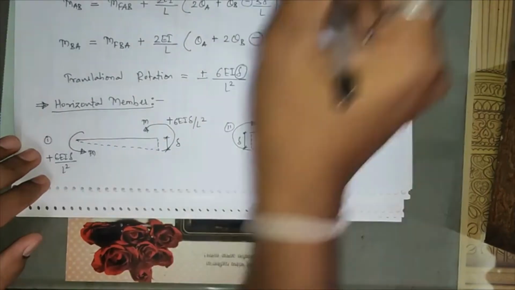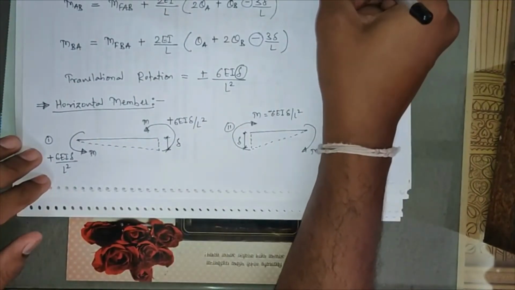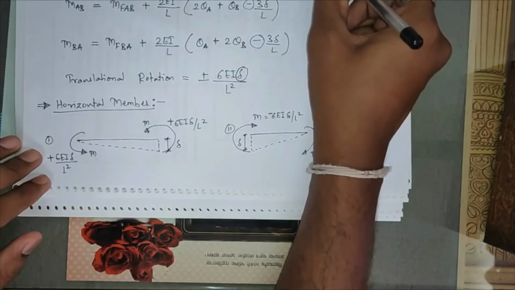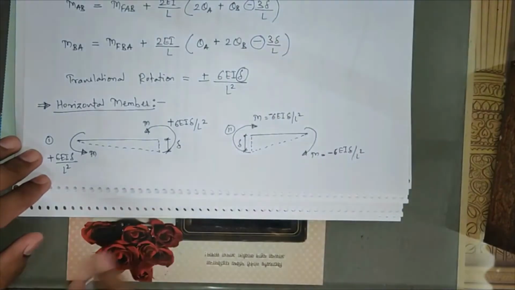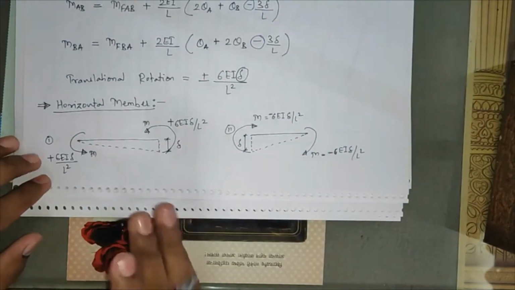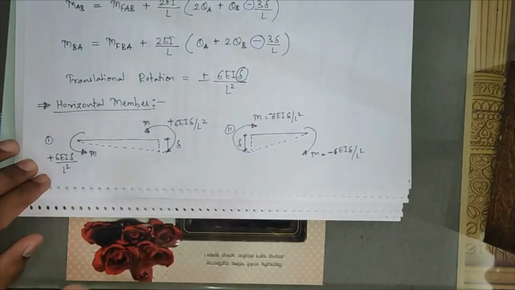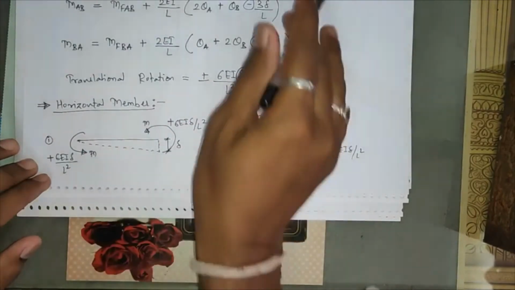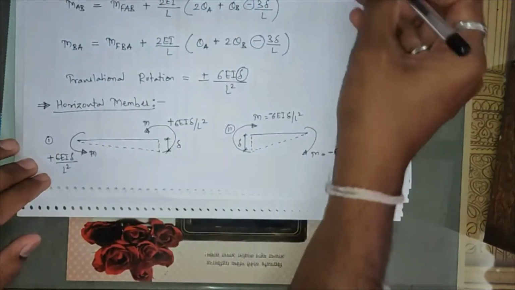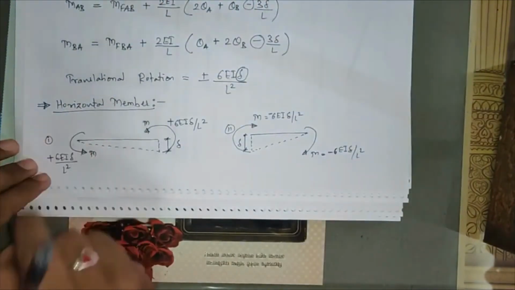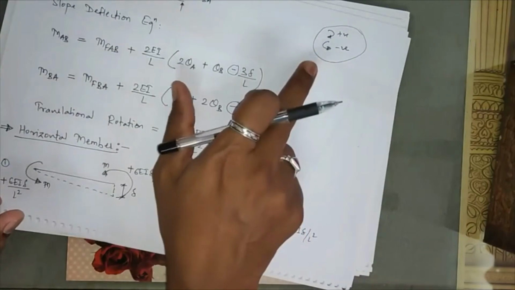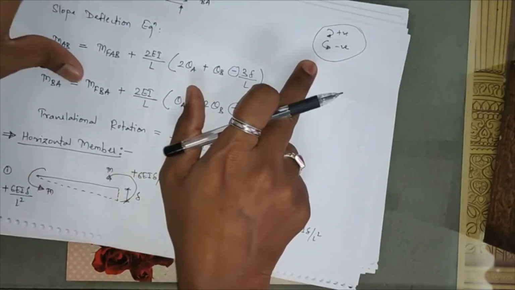I know you consider the signs as clockwise positive and anti-clockwise negative, that is for moment calculations. Only for consideration of translational rotations do you have to reverse the sign convention. Everywhere else you keep the sign conventions the same, that is clockwise positive and anti-clockwise negative.